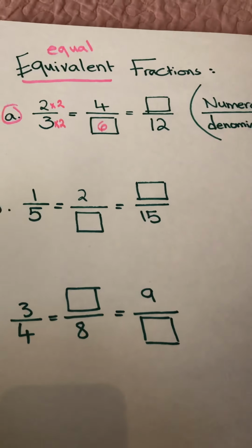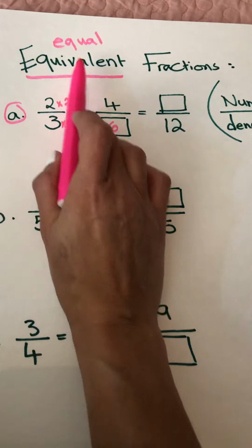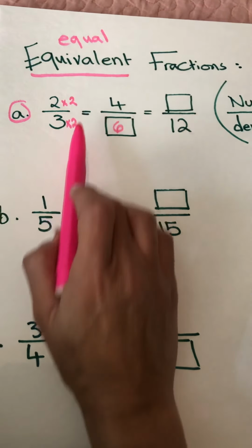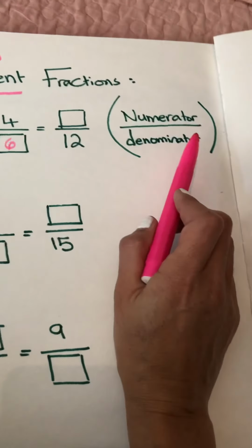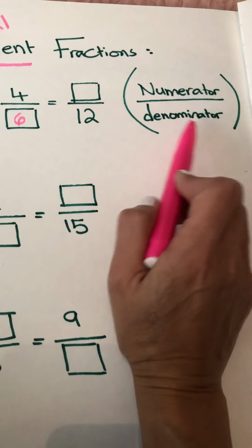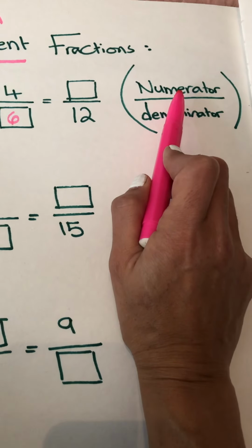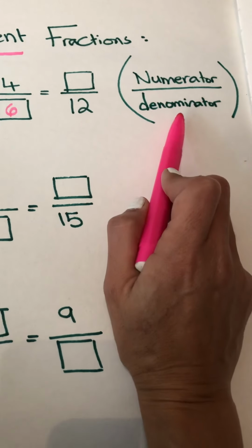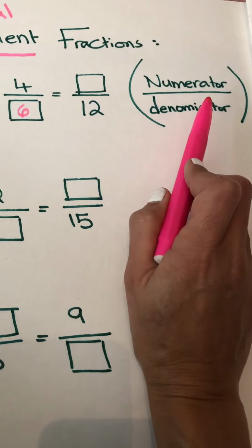A little revision about equivalent fractions. Equivalent means equal, so I'm trying to find another fraction that is equal to the first one. Also let me remind you of the number up and the number down. The number up represents the numerator, which means a part of the fraction, and the number down means denominator, which is the total parts.